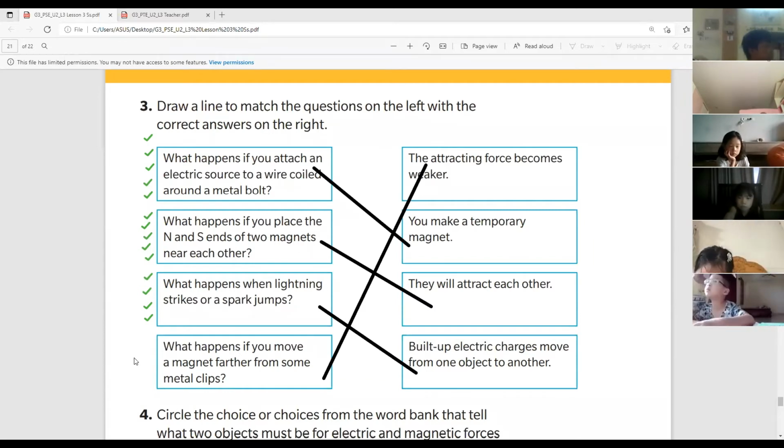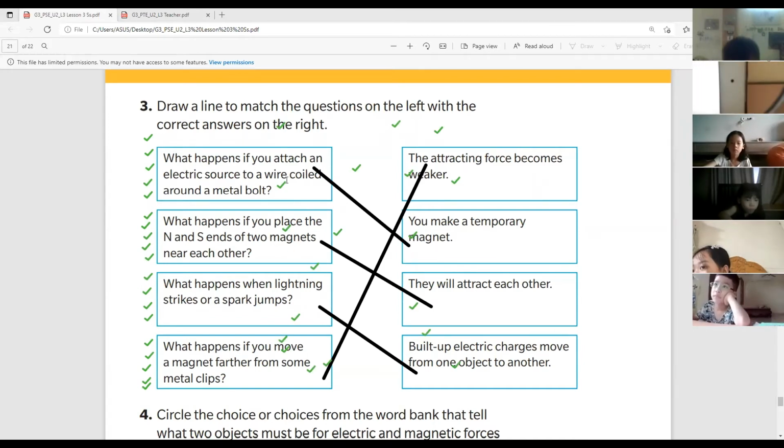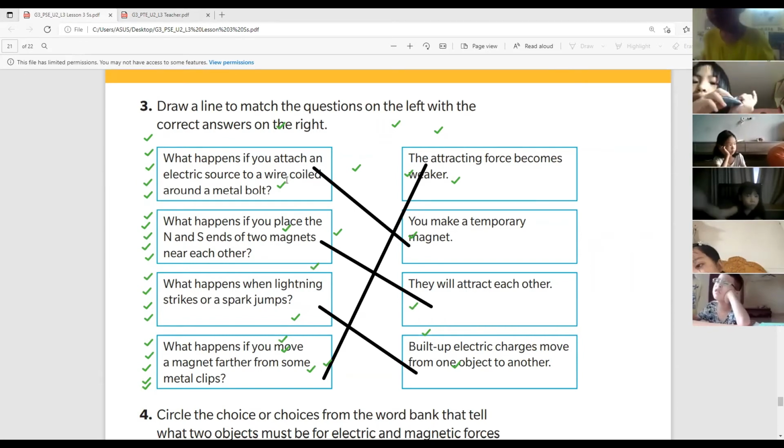The attracting force becomes weaker. Why is it getting weaker, Sarah? Because it's getting what? The distance is what? The distance is so long. Yeah, it's getting longer, further. And when the distance gets bigger between the magnets, they get weaker. Good job. Okay, guys, you got them all correct.